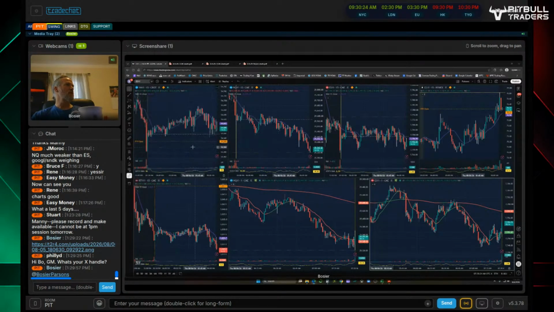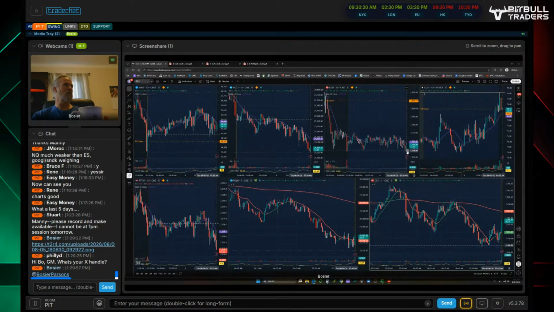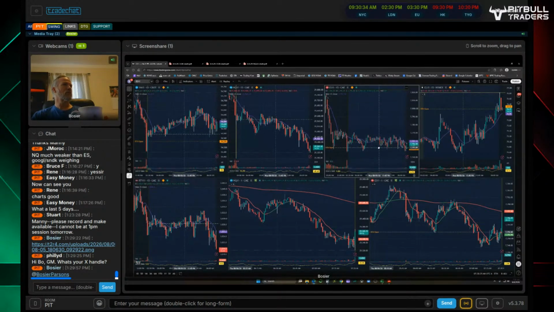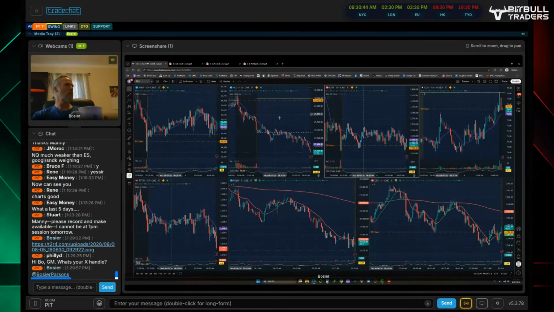So ding, ding, ding, here we go. Let's update our opening prints. We've got in the ES 7752. So I just drag that orange line down. In NQ, 29,335.